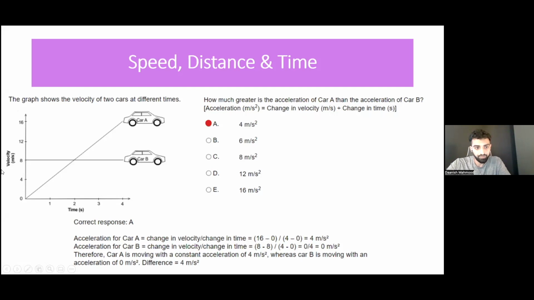Car B has no change in velocity, okay? Starts at 8, finishes at 8, that is 0. If you put a 0 at the top of any fraction, it's 0. It doesn't matter what number's on the bottom. So you don't need to calculate time or anything. You know it's 0. So A is 4, B is 0, the difference is 4.